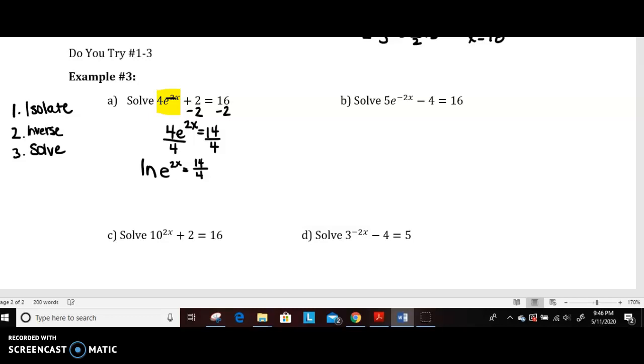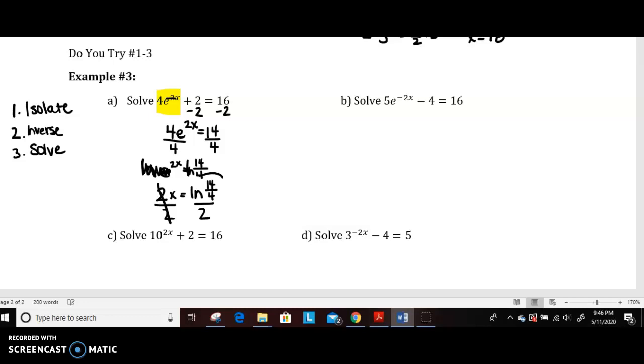And remember, when we're solving equations, we can't just do it to one side. We have to do it to both sides. So when we take the natural log of e, those cancel. So I have 2x equals the natural log of 14 over 4. And then I got to get rid of the 2. So I divide both sides by 2. Okay, so those cancel out.